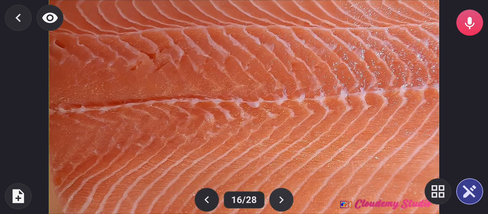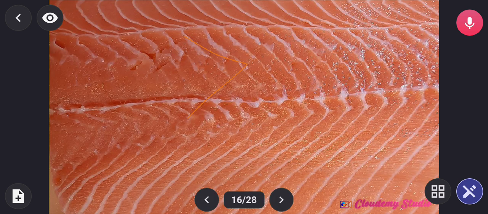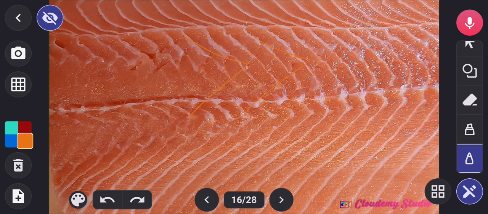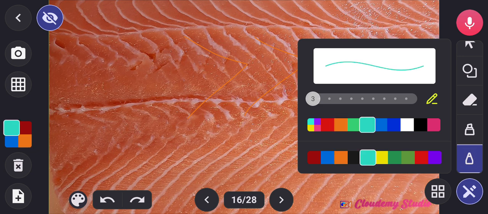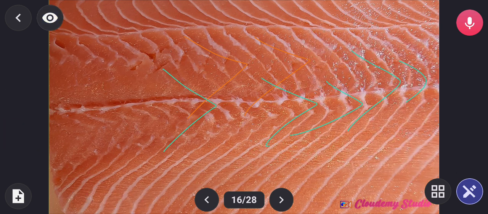And we have the image here of the myotomes or the myomeres. You understand? So look at this structure. Can you see the shape of this? Let me change the ink here. Can you see the shape? Can you see how it looks? This is how it looks. Can you see? So this is the shape of the myotomes, and these are the muscles that help them in swimming.